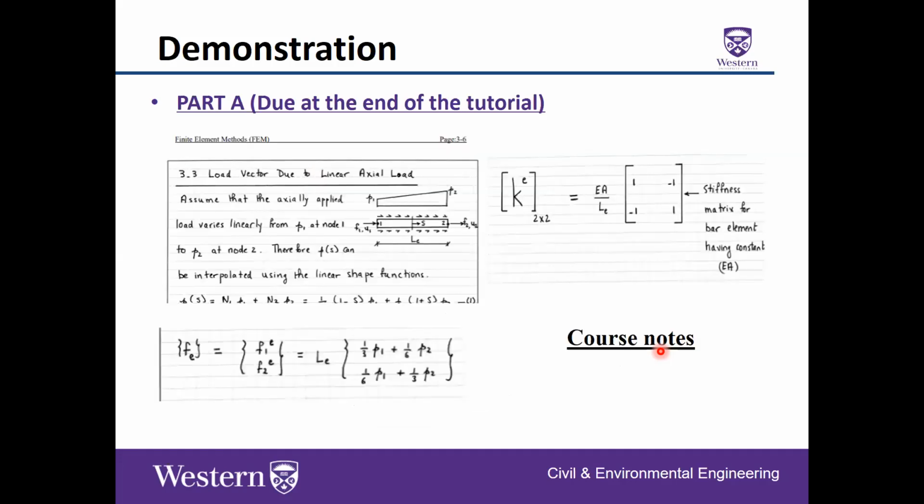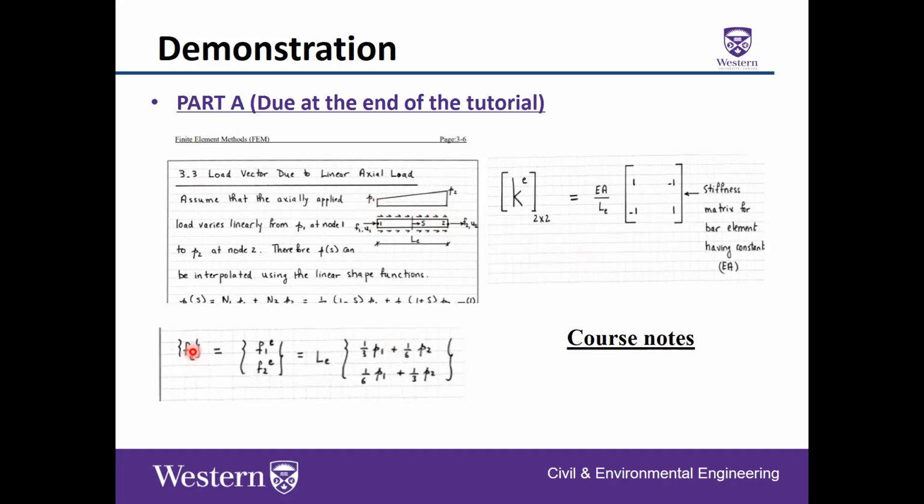So in the course notes, for the bar element, you have the local stiffness matrix. The stiffness matrix for each bar element is K equals 2EA over LE, where LE is the length of the element, and you have here the matrix [1, -1; -1, 1]. This is the basic. And also you have the load vector for a linear axial load acting on the element 1, 2. At joint 1, you have P1, at joint 2, you have P2.